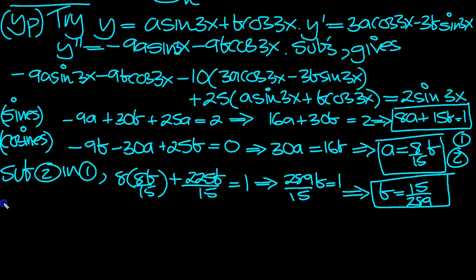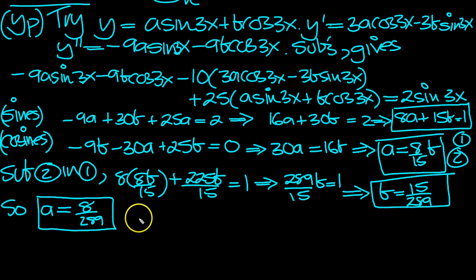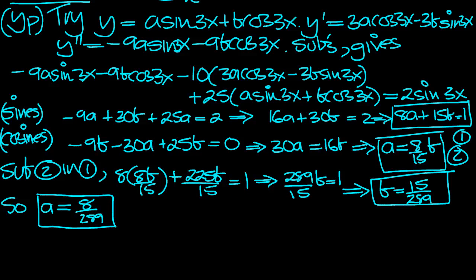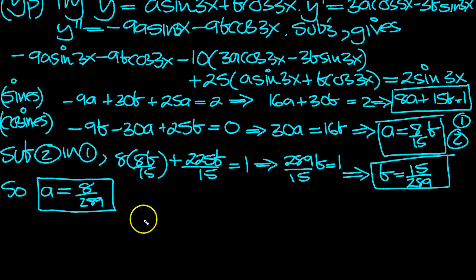So A is equal to 8/15ths of 15 over 289. The 15s cancel, and you get 8 over 289. There's A and B. So 8 of these over 15, and you'll just get left with 8 over 289. I think that's okay.